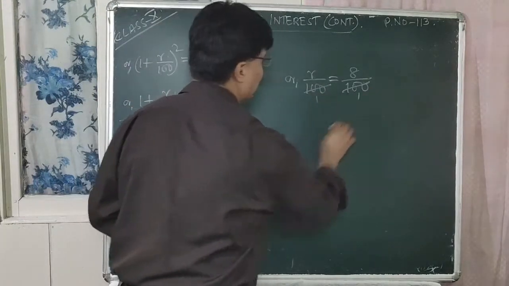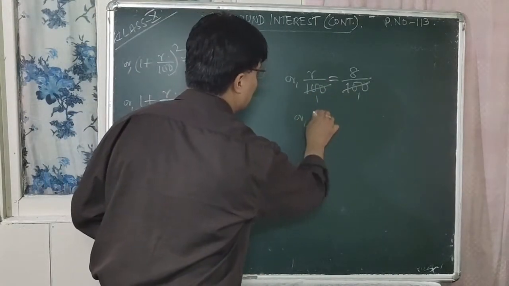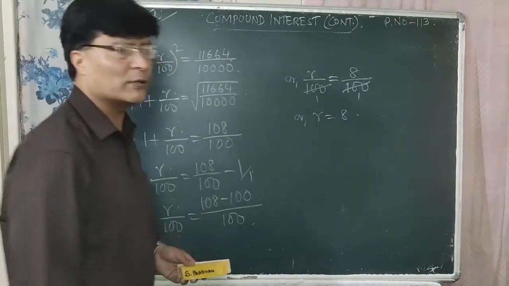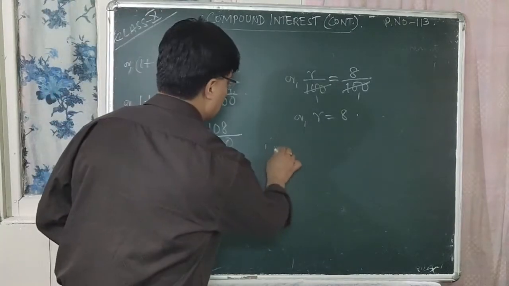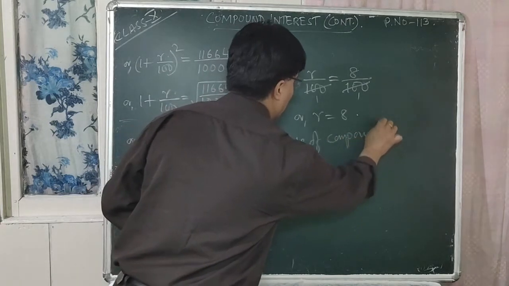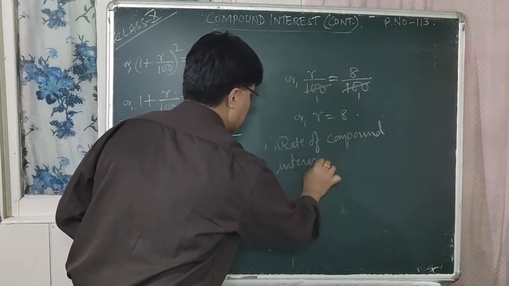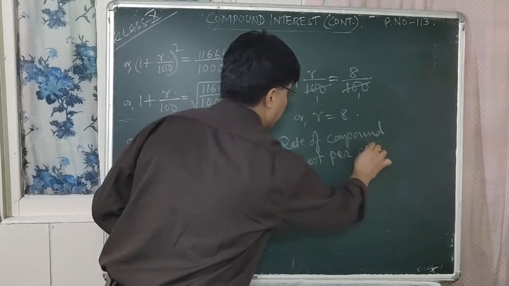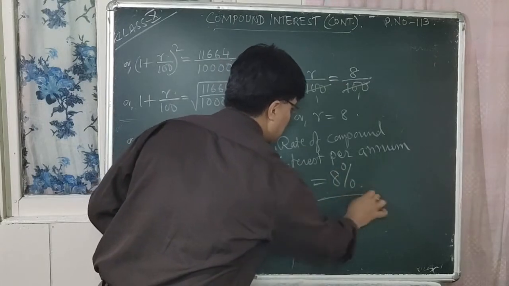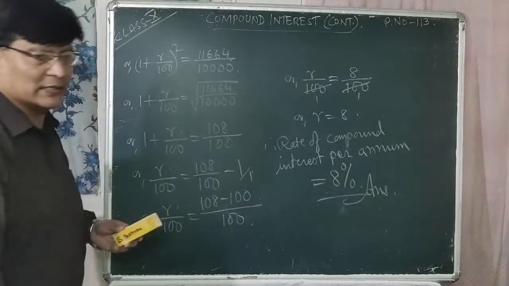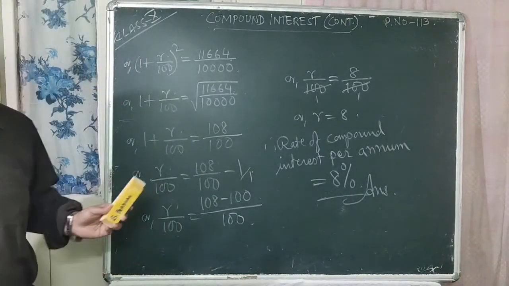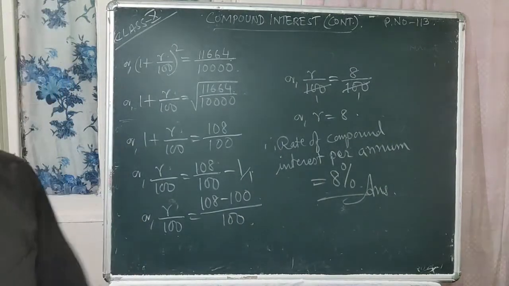So it goes 1 time, right? So if you do cross multiplication, what do we get? R is equal to 8. So this is the answer. What is the rate of compound interest per annum? It is 8%. Therefore, rate of compound interest per annum is equal to how much is it? It is 8%. That is the answer. So what is the rate of compound interest per annum? It is 8%. Is that clear to all of you? So you can copy it.